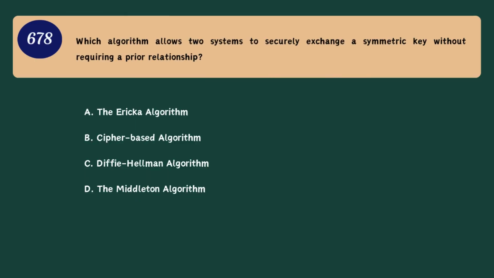Question 678. Which algorithm allows two systems to securely exchange a symmetric key without requiring a prior relationship? A. The Erica algorithm. B. Cipher-based algorithm. C. Diffie-Hellman algorithm. D. The Middleton algorithm.